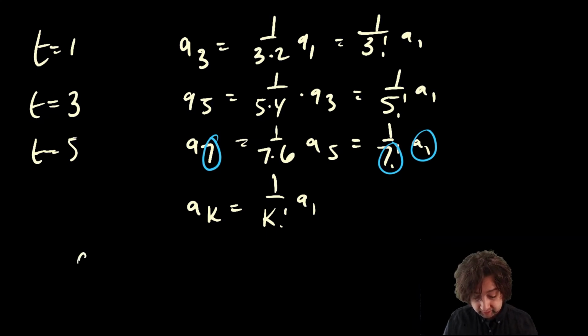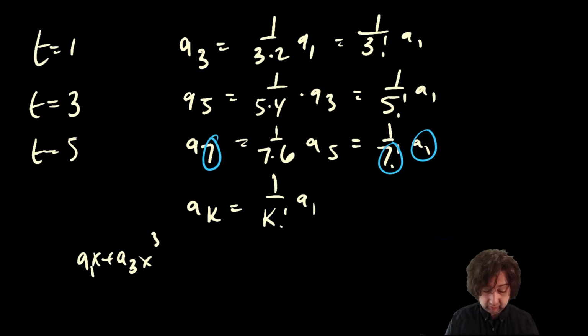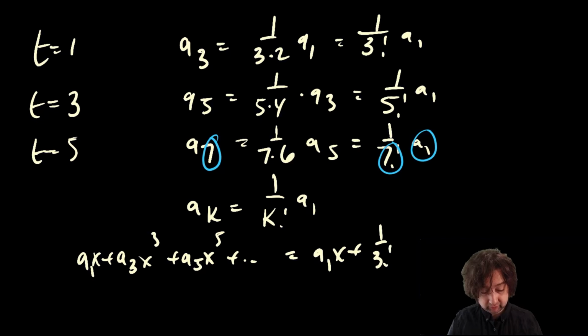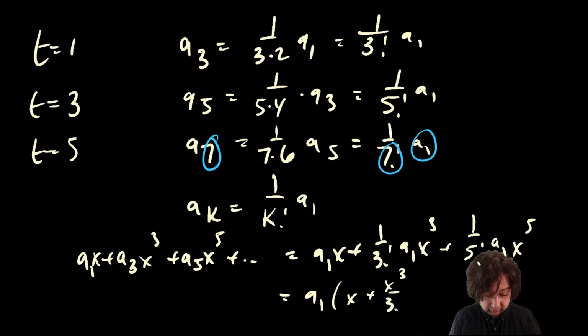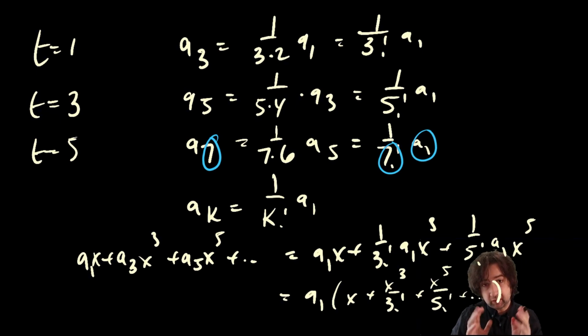That means that we could write down a1 plus a3 x to the third, plus a5 x to the fifth, and so on, as a1 x plus 1 over 3 factorial a1 x to the third, plus 1 over 5 factorial a1 x to the fifth, replacing all the coefficients with their expressions in terms of a1. Factor out a1, and you get a1 times x plus x to the third over 3 factorial, plus x to the fifth over 5 factorial, and so on. And there's our second solution in terms of a1.